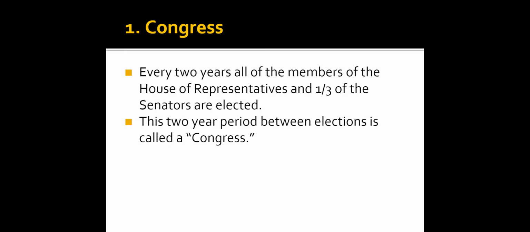Every 2-year period in between these elections is called a Congress. And Congress is also the name that we give to the two houses of the legislative branch together, the House of Representatives and the Senate. Together they make up Congress. And there have been over 100 of these Congresses elected in US history.